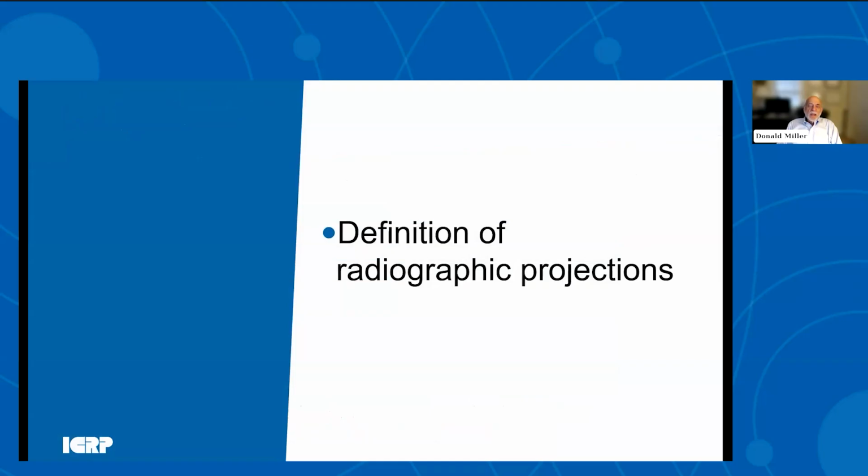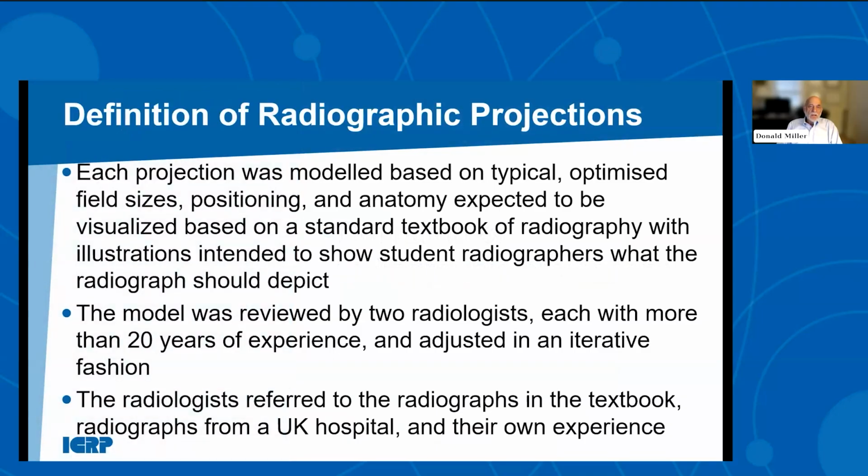We then needed to determine how each of these examinations would irradiate the phantom. So we modeled each projection based on typical or optimized field sizes and positioning, and then the anatomy we expected to be visualized based on a number of factors. First, on the standard textbook of radiography, which includes illustrations of appropriate radiographs that are essentially ideal, and was intended to show student radiographers what the radiograph should depict. We also had radiographs from a UK hospital, because the textbook is a US textbook. This gave us European practice as well.